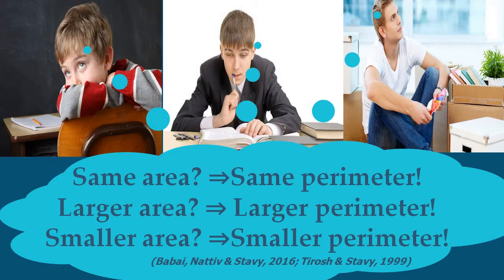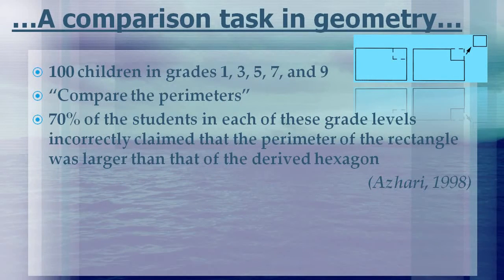One common difficulty has to do with the misconception that shapes with the same or different area definitely have also the same or different perimeter respectively, and vice versa. For example, in this case, as it appears on the monitor, 100 children in different grades were presented with a rectangle and hexagon task related to the comparison of perimeters.